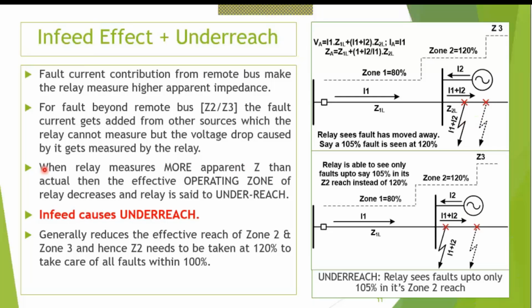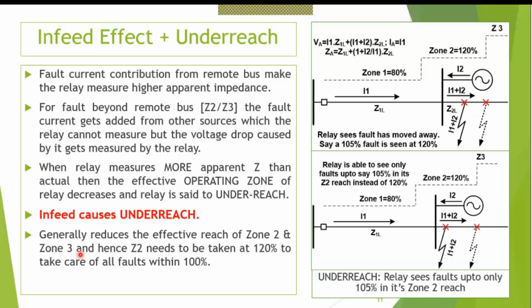Now come to the third statement. When the relay measures more apparent impedance than actual, the effective operating zone of the relay decreases and the relay is said to underreach. Infeed causes underreach. This is the concept of underreach; you'll hear it here and there every time. It generally reduces the effective reach of zone 2 and zone 3.